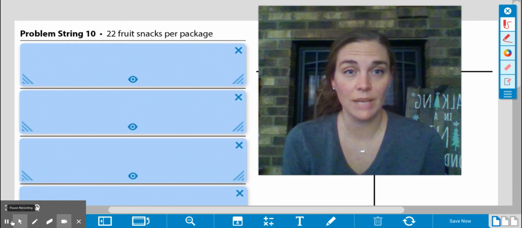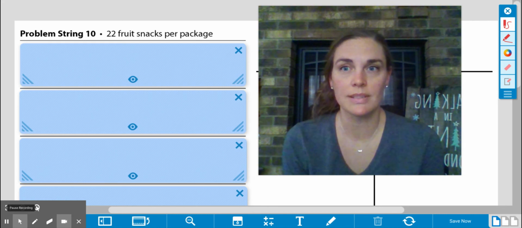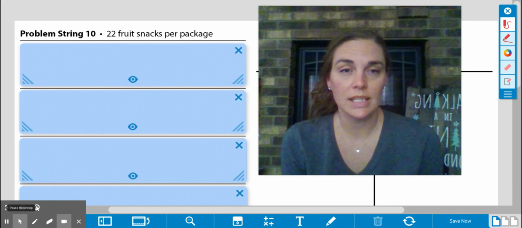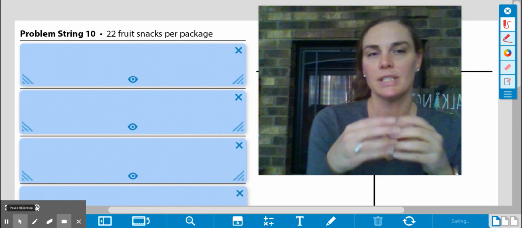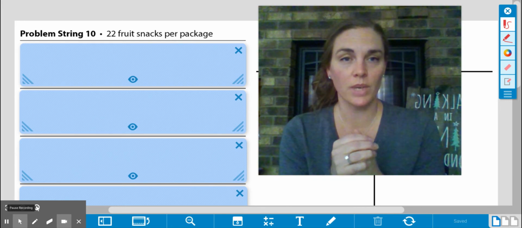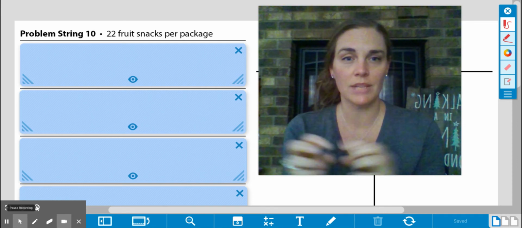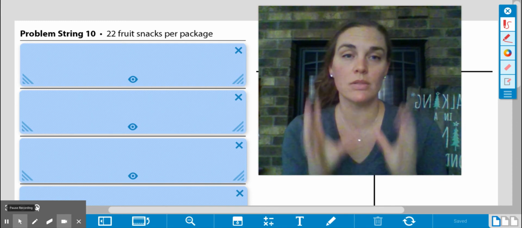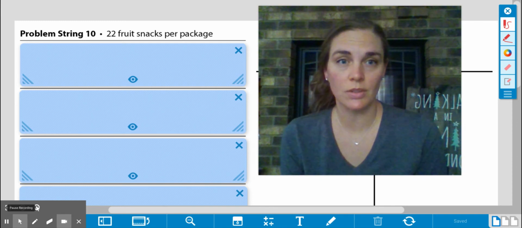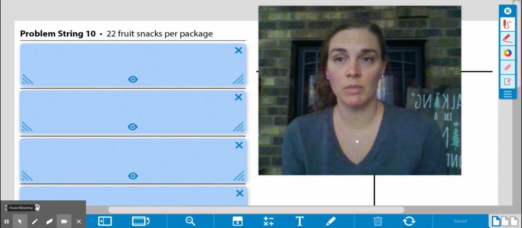The situation that we're using today for problem strings is about fruit snacks. If you think of those big bags of fruit snacks, we're going to be looking at those. We know that if you were to open it and count out all those fruit snacks, there'd be 22 in each of those bigger bags. So that's the context that we're going to be working with.